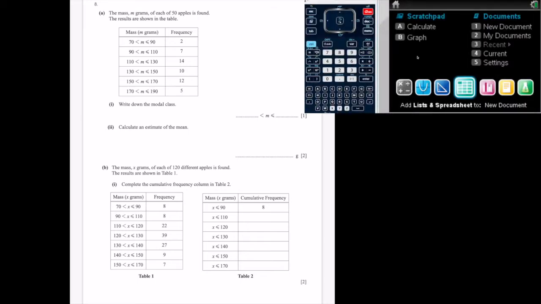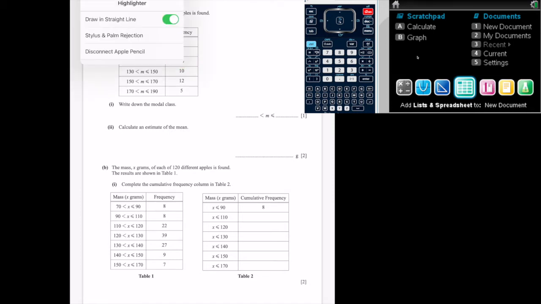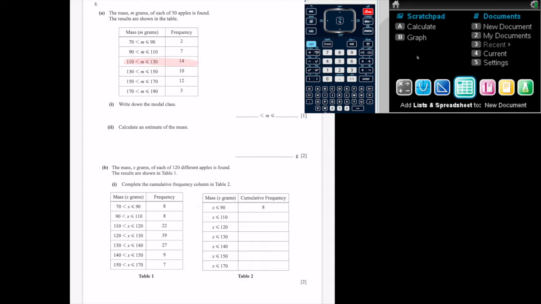Okay, so for the first question here, I'm asked to find the modal class, and that's similar to finding the mode of normal data. It's just that this time my data is grouped together, so I'm finding the modal class, but it means the same thing. So we can see here that the frequency is 14, that's the greatest, and therefore this section here is going to be your modal class. So it's 110 all the way through to 130, and it uses the same notation there that we have in the middle here.